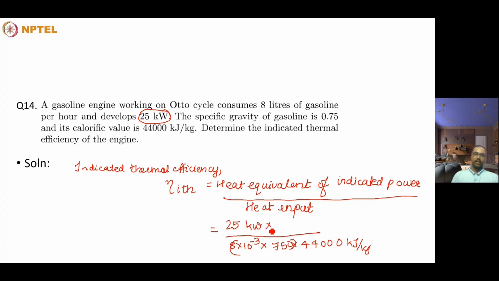This 25 kilowatt is multiplied by... this is in terms of 8 liters per hour, so we have to calculate the value in terms of per second. So it will be multiplied by 60 into 60. So we'll be getting it around 34.1 percentage.